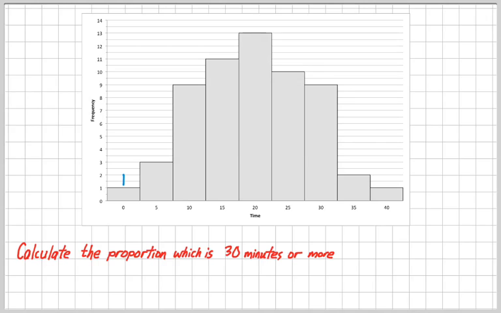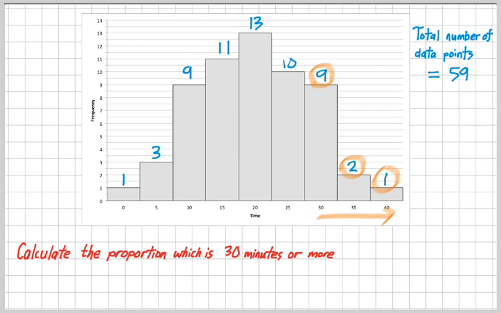So, firstly we need to be able to interpret the graph, and we can see that that bar there has a frequency of 1, and I've written the totals for the rest of the bars there too. So in order to calculate a proportion, which is also known as a probability or a risk, we need the total number of data points. So we're going to go ahead and add these up, and we get 59.